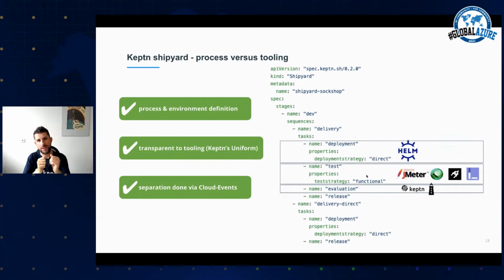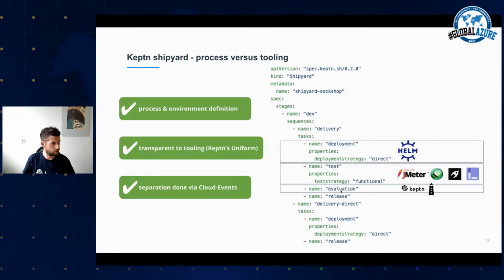The actual test instructions, like a JMeter file or a Locust file, you would put into the configuration repository, and Keptn will pick it up from there and will pass it to the tool integration. And you have all these tasks defined, so it's a clear separation between the process and the actual tooling, and everything is done based on cloud events, where Keptn will make sure that for each task an event is sent and the tool integration will pick it up.